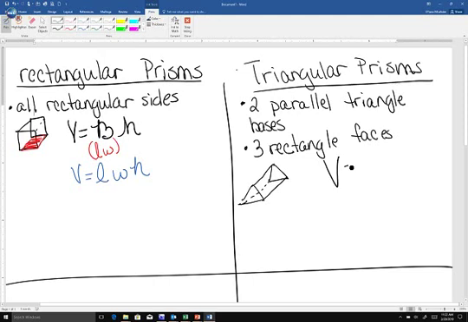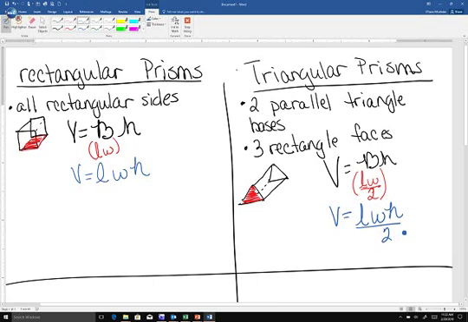The volume is area of the base times the height. We break down the area of the base into length times width divided by 2. The base is the triangle. Therefore, the formula we use is volume equals length times width times height divided by 2.